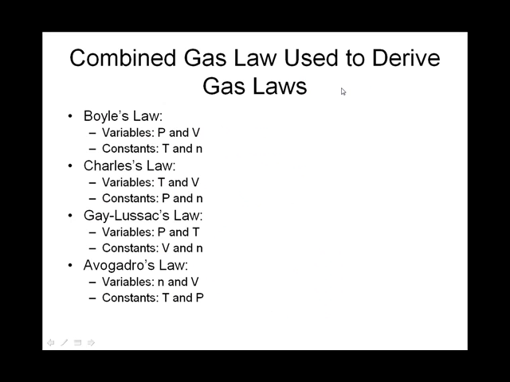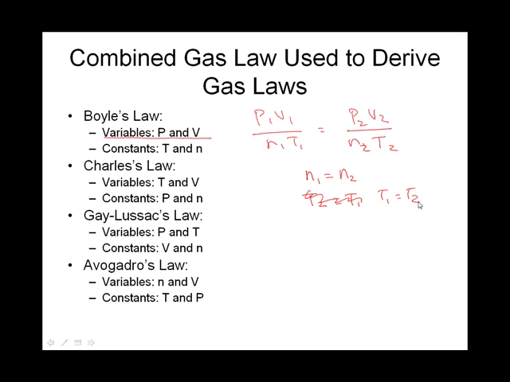So let's start with the combined gas law. P1 V1 over N1 T1 equals P2 V2 over N2 T2. Here's my Boyle's law, and Boyle's law says my variables are P and V, but the temperature and number of particles remain constant. So over here, my N1 does equal N2, and my T1 does equal T2.